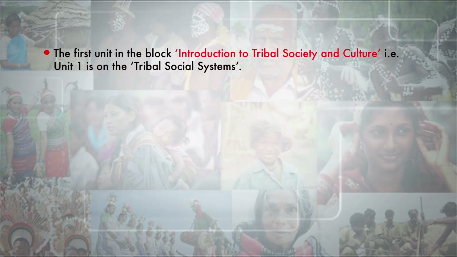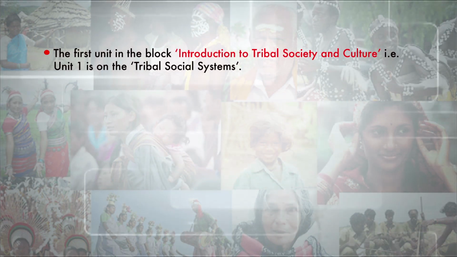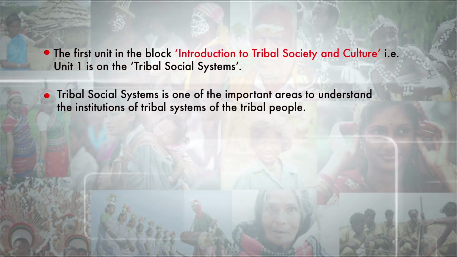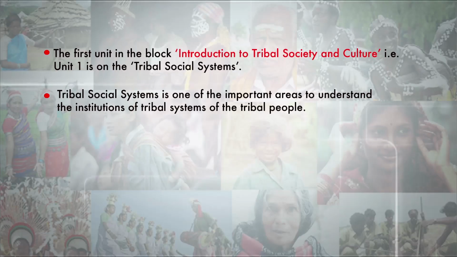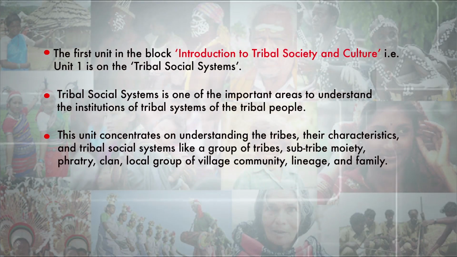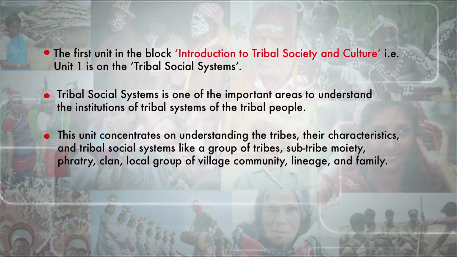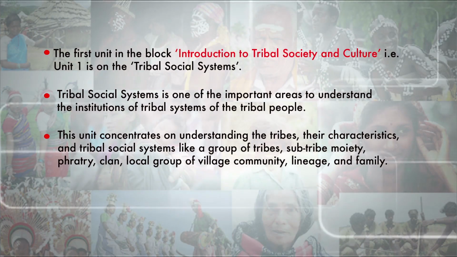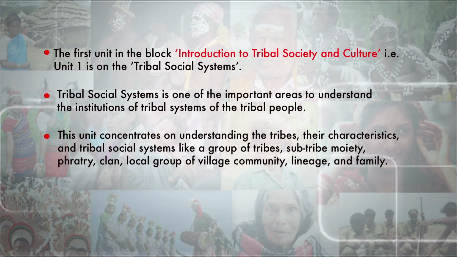The first unit in the block, Introduction to Tribal Society and Culture, that is Unit 1, is on the tribal social system. Tribal social systems is one of the important areas to understand the institutions of the tribal people. This unit concentrates on understanding the tribes, their characteristics, and tribal social systems like a group of tribes, sub-tribe, moiety, phratry, clan, local group of village community, lineage, and family.